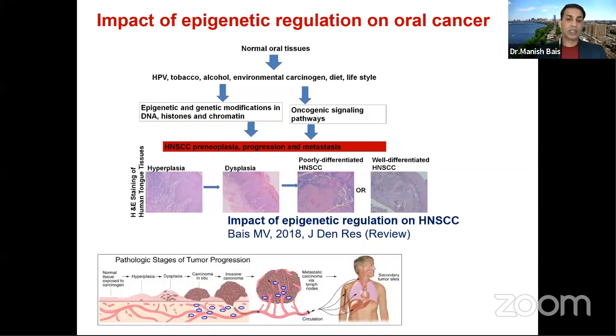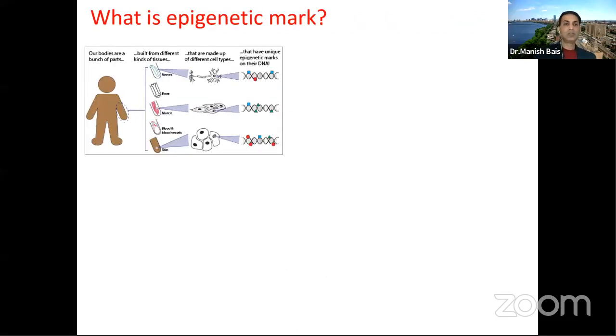oncogenic signaling pathways. And here at the bottom, you can see this normal tissue goes through several phases, such as hyperplasia, dysplasia, carcinoma, and then invasion, and then it goes to metastasis. At certain stages, this disease becomes uncontrolled. Basically, these are governed by genetic and epigenetic events and signaling mechanisms. So we need to see where we can apply the brake so that we can stop this cancer progression. So coming back to, what is an epigenetic mark?